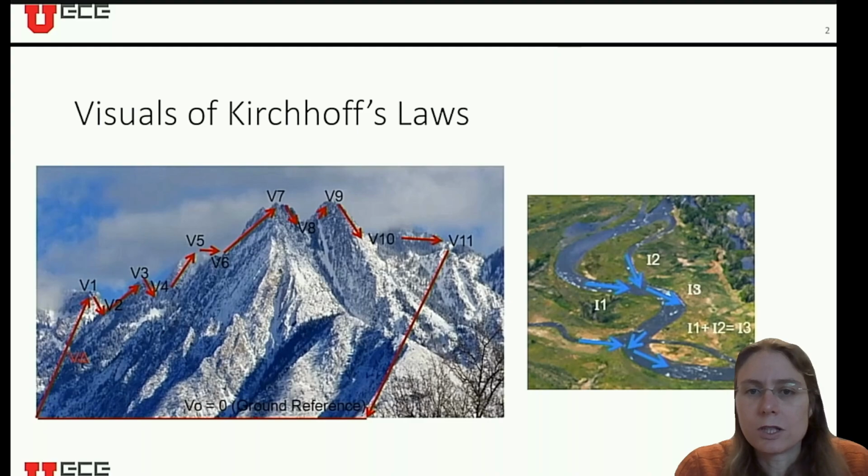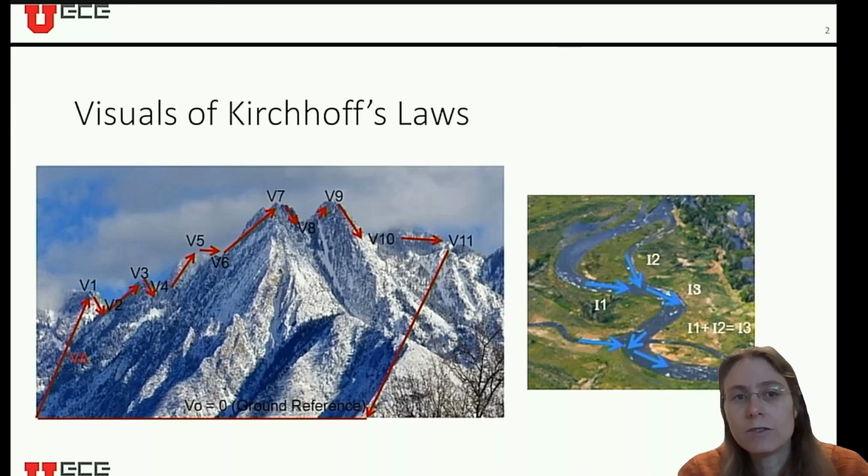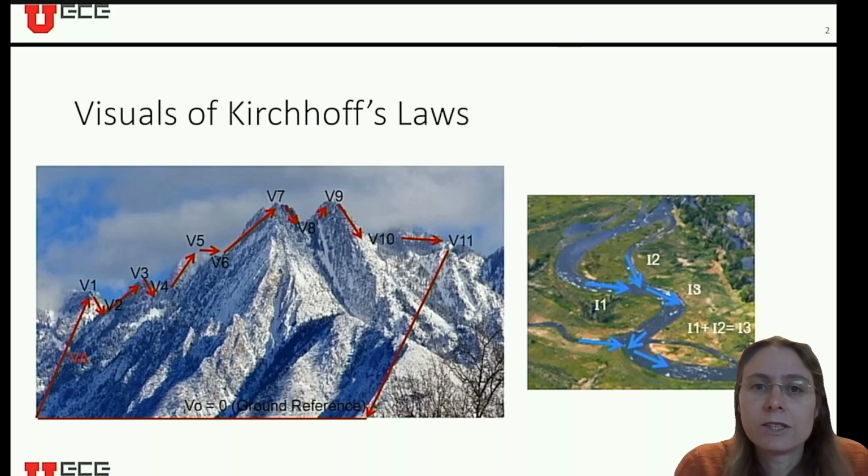Kirchhoff's voltage law is kind of like the mountains in the left picture. When you go on a hike, you park your car somewhere and maybe you hike up a mountain 500 feet, then you go down 100 feet, then you go up another 300 feet along the ridge line to the next peak, and so on. But when you get back to your car, you always have to be at the same elevation. So the same is true with voltage. I might go through one device, maybe I gain 6 volts. Then I go through another device and I lose 3 volts, and so on around a loop in the circuit. But when I get back to where I started, the voltage better be the same relative voltage where I started.